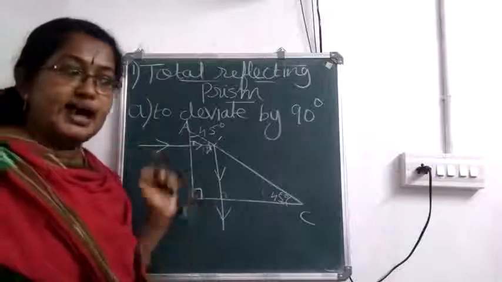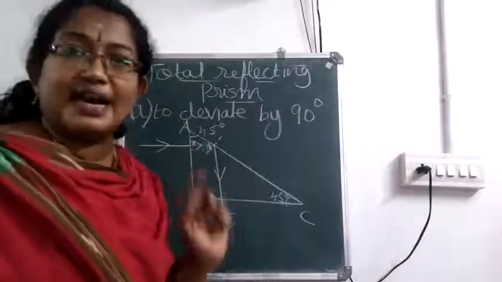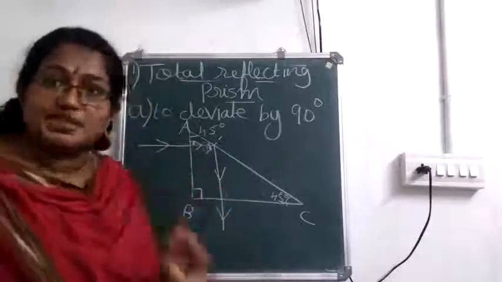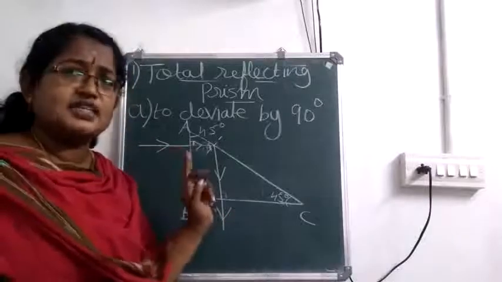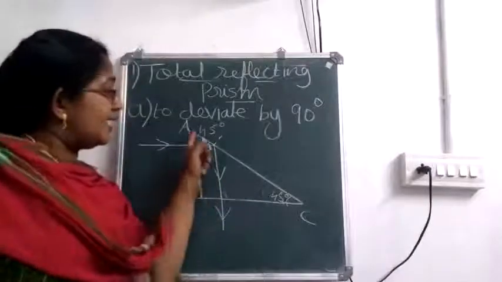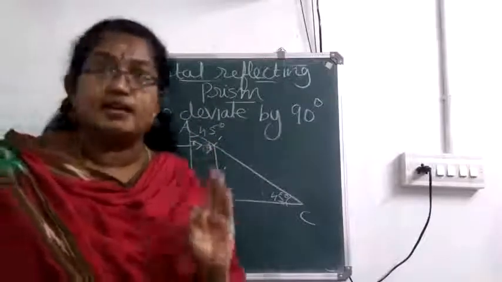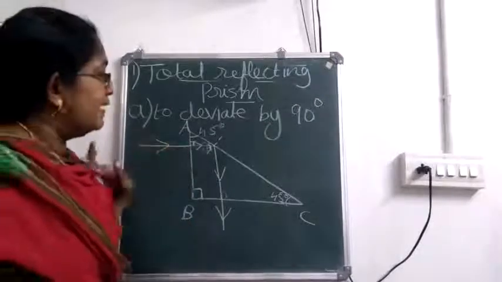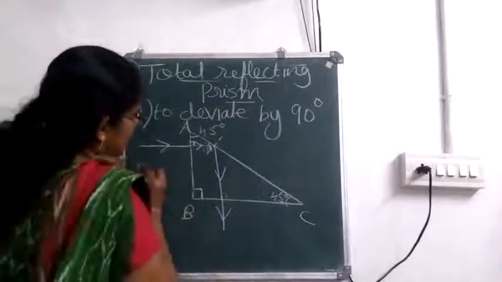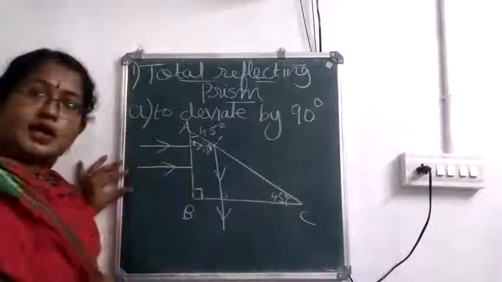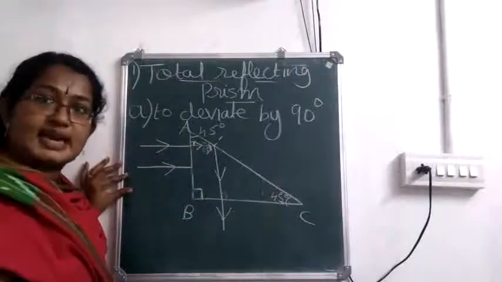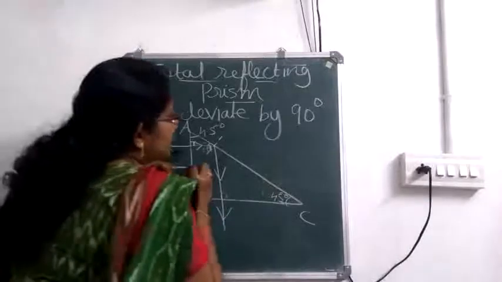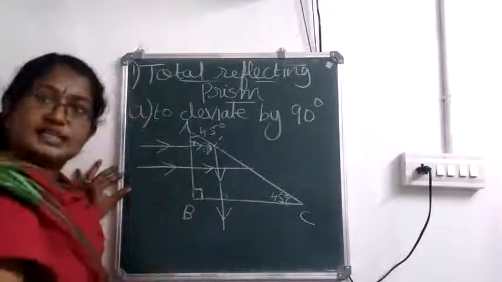We are going to learn how a ray gets deviated by 90 degrees using a right angled isosceles prism. For a right angled isosceles prism, one angle will be 90 and the other two angles will be 45 degrees each. Here the light ray hits the face AB. It is normal incidence. So I am considering a ray which hits the surface AB, and what is the specialty of this? It is normal incidence, so the ray will go straight without any deviation.